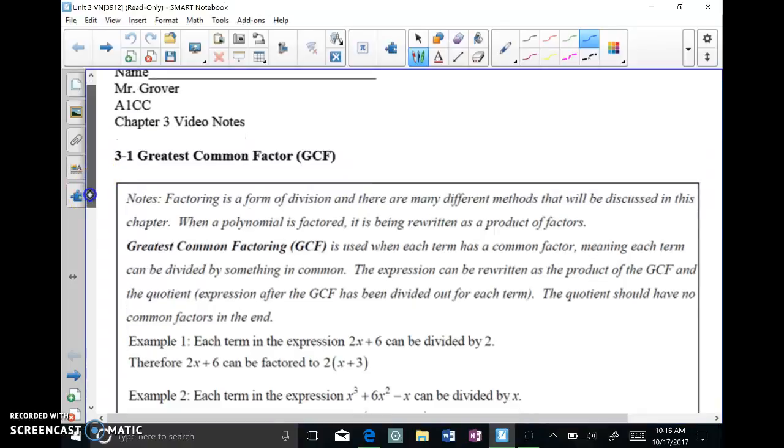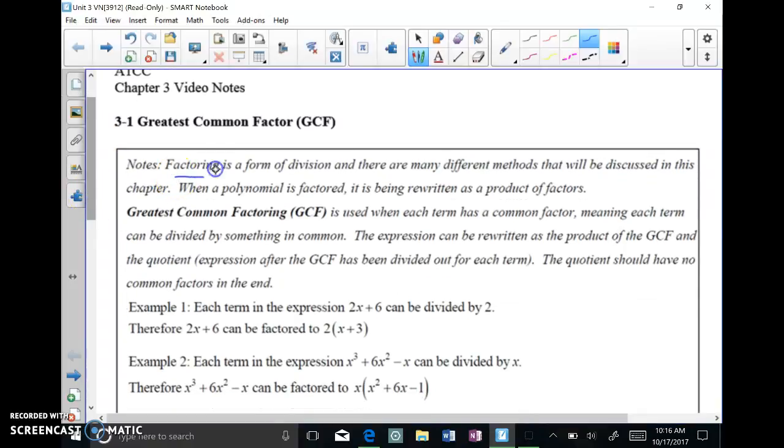So the notes here explain that factoring is a form of division. And there are many different types of factoring which you're going to learn in this chapter. There's actually 6 sections in this chapter. We do greatest common factoring, difference of two squares, trinomials, grouping, factoring completely, and something I call AC factoring. So there's a lot of different ways of factoring, but they're all forms of division. And when you factor a polynomial, it factors to a product of factors.